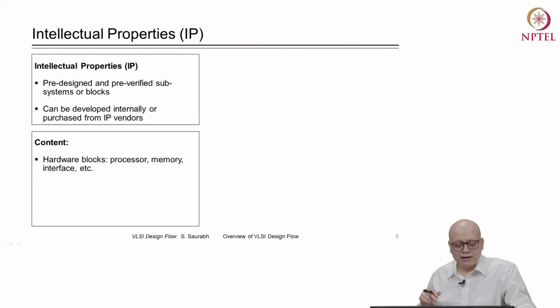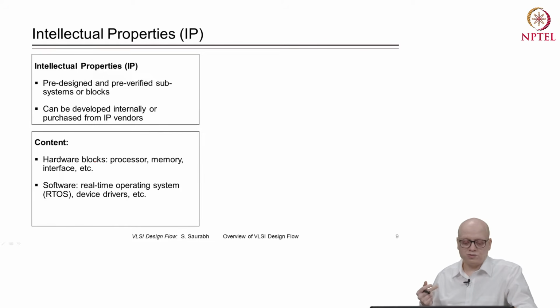Now, what is the content of an intellectual property? It can be hardware blocks, for example, processor, memory, interface, or it can be software like real-time operating system, device drivers, and so on, right? So the content of IPs can be various depending on what the IP is.